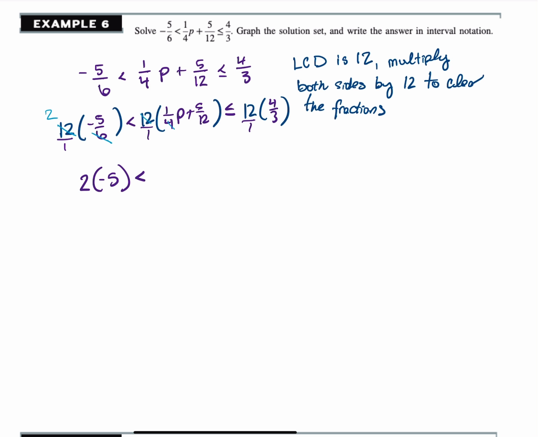4 goes into 12 three times. So there'll be a 3 up top. And then 12 goes into 12 one time, because I'm imagining this 12 is going to distribute to each of these terms. So it's going to reduce both of those. So this will become 3p plus 5, because it cancels this 12, and then this 4 divides the 12 and becomes this positive 3.